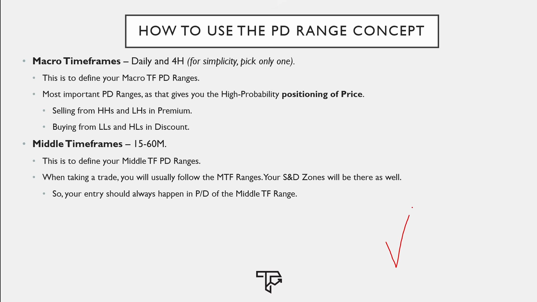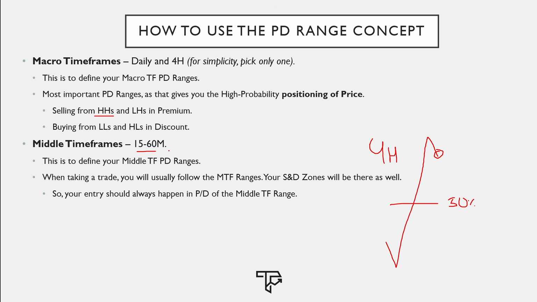You're going to be having a macro range that looks like this. So again, as I told you, you're going to be selling from higher highs in premium. So right now, imagine the market is here. So you want to be selling towards the 50%, okay? But just because you have this on the FOIH, you cannot just plot a sell right there.